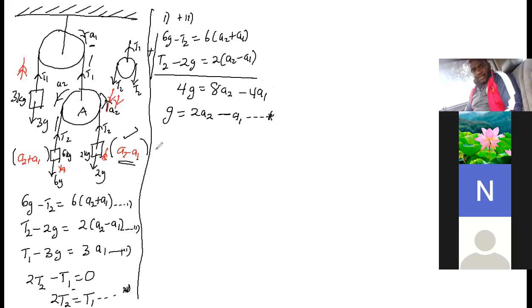Now, look here. We have T1 minus 3g is equal to 3A1. This is from equation 3. But we have said 2T2 is equal to T1. So drop it there. We shall have 2T2 minus 3g is equal to 3A1. If I call this equation star 2, then I can add star 2.